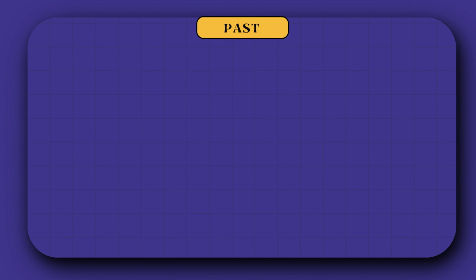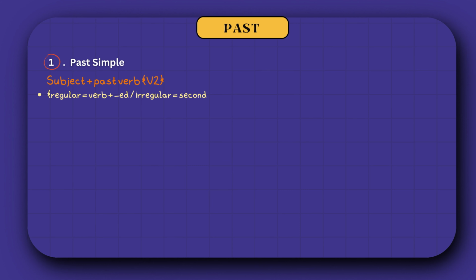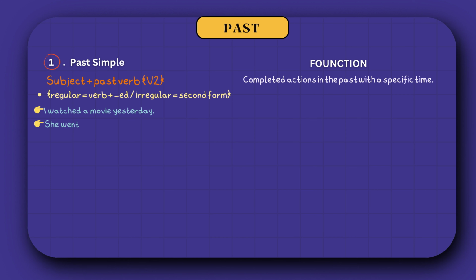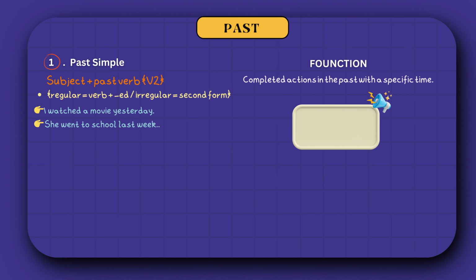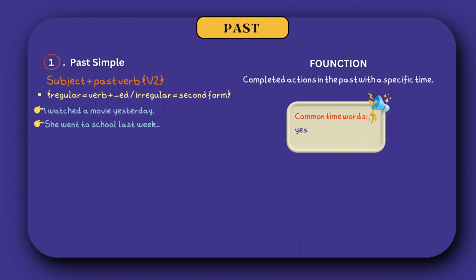Let's go to the past tense. 1. Past simple. Structure: subject plus past verb. Regular equals verb plus -ed. Irregular: second form. Function: completed actions in the past with a specific time. Examples: I watched a movie yesterday. She went to school last week. Common time words: yesterday, last week, ago, in 2010.